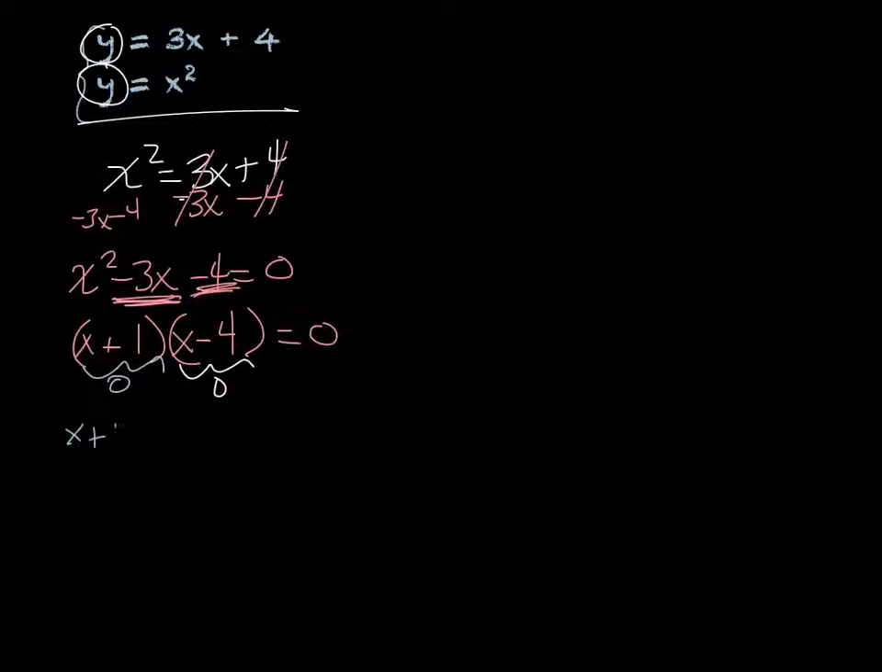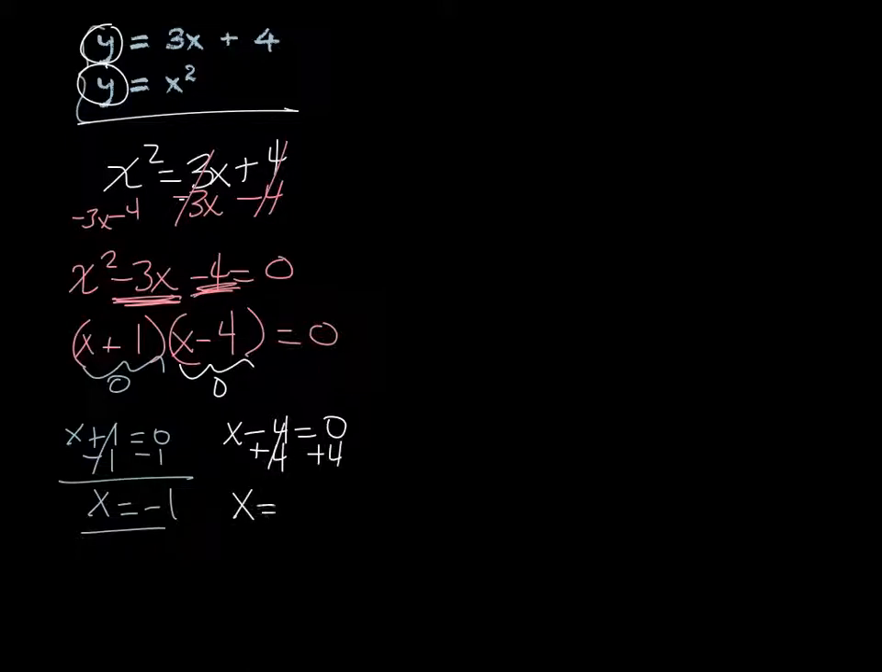So x plus 1 equals 0. Then subtract the 1. X equals negative 1. X minus 4 equals 0. Add the 4. X equals 4. So those are my two possibilities. So for x equals negative 1, pick one of the equations and put it in.